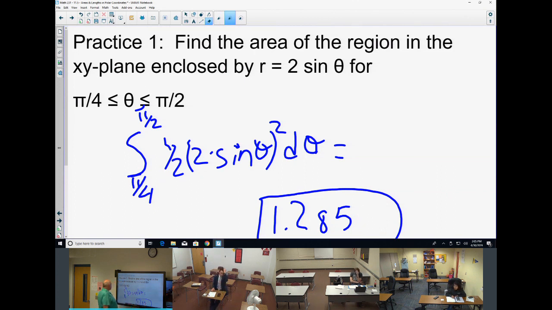So the integral from pi fourths to pi halves of 1/2, and then probably the most common mistake that people make when they set this up is where the 2 goes with the sine theta, and so both of them are squared. Okay, and then the d theta. All right, any questions on that?